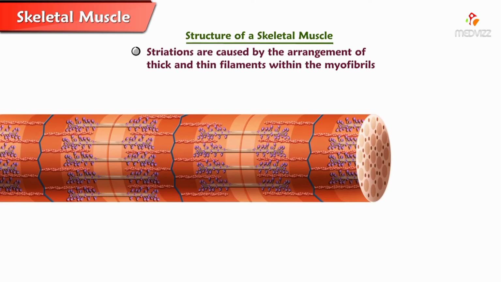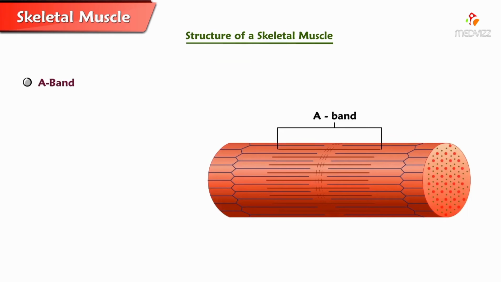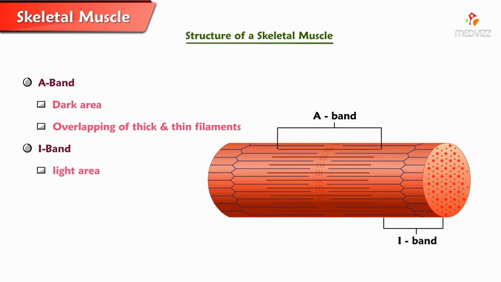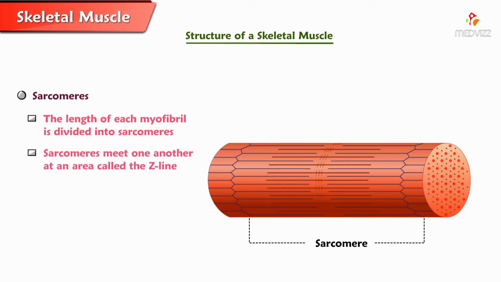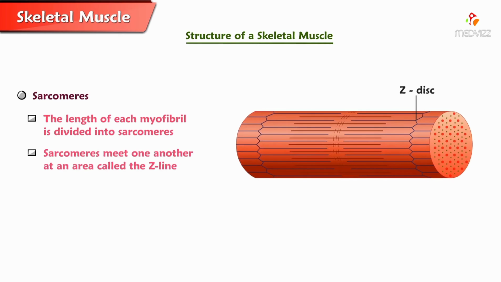Striations are caused by the arrangement of thick and thin filaments within myofibrils. A-band, also known as the dark band or area, is where there is overlapping of thick and thin filaments. Light band, also called the light area, has thin filaments alone. Sarcomere. The length of each myofibril is divided into sarcomeres. Sarcomeres meet one another at an area called the Z-line.